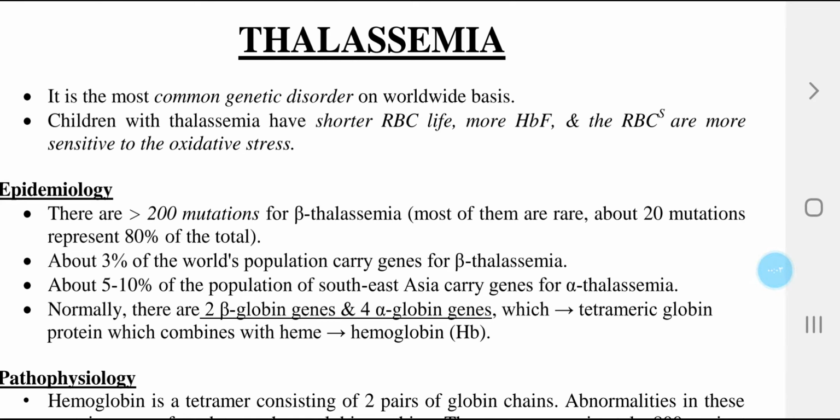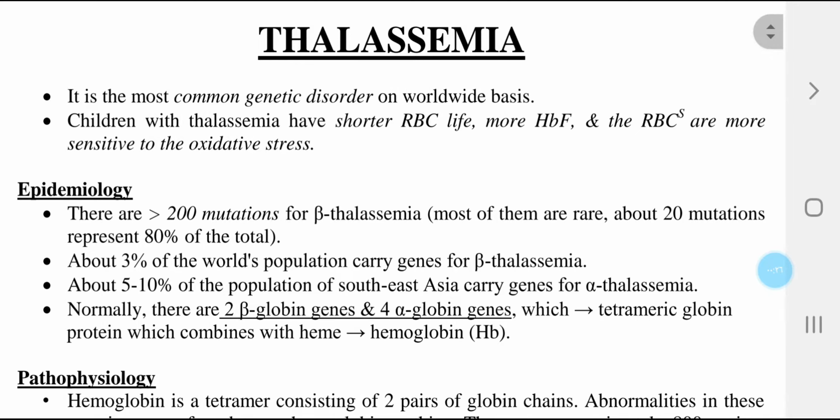Bismillah ar-Rahman ar-Rahim. Today we will talk about thalassemia. It is the most common genetic disorder on a worldwide basis. Children with thalassemia have shorter RBC life, more hemoglobin F, and the RBCs are more sensitive to oxidative stress.